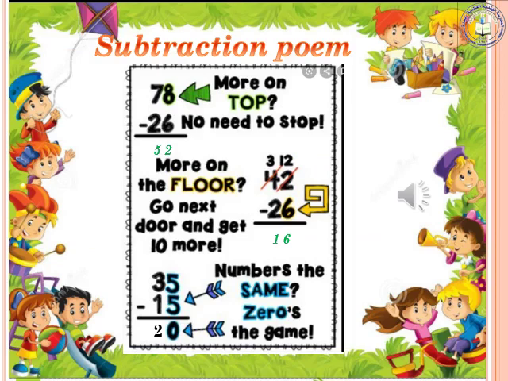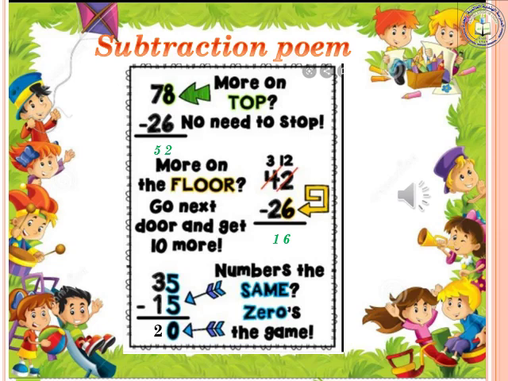In class 2, you have learned how to subtract two-digit numbers with regrouping. We can revise that here. To remember easily, you just learn a subtraction form. More on top, no need to stop. More on the floor, go next door and get 10 more. Numbers the same, zeros the game.